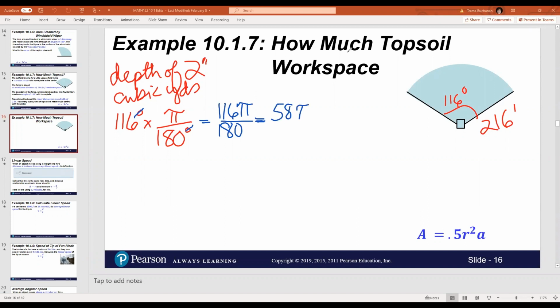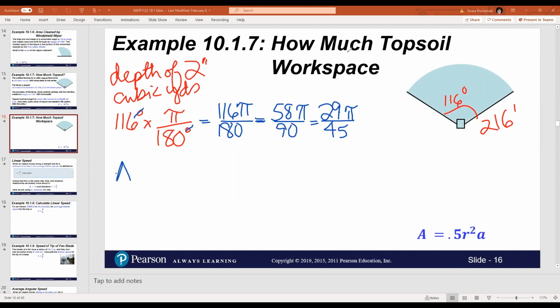58 pi over 90. And now that I'm looking at it, I can see I could divide again by 2. Both of those are even. So I'd have 29 pi over 45. That's as far as that would go. So that's that angle, 29 pi over 45.